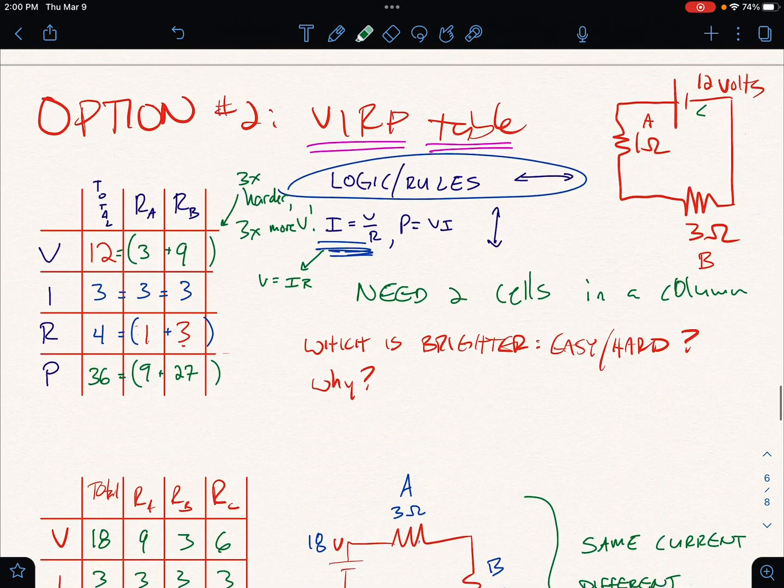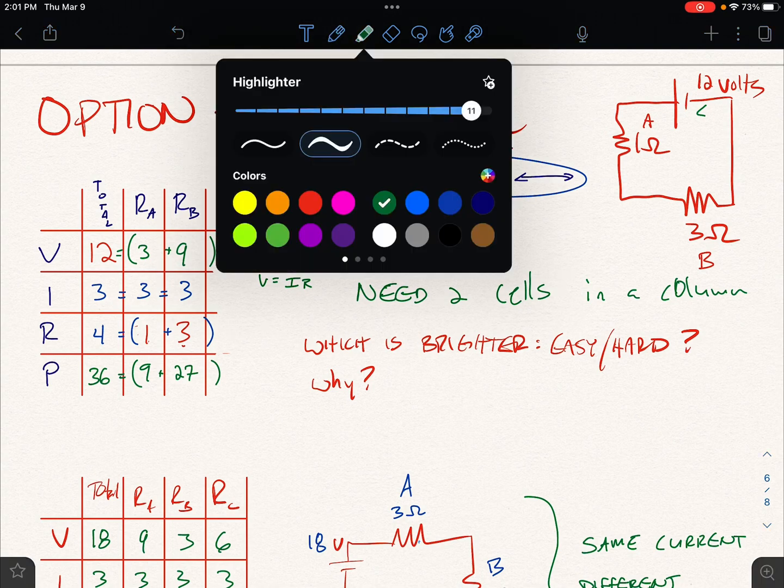component in this circuit. One of the ways I showed you could do this is to organize your thoughts in what's known as a VIRP table, which is simply a way of finding all 4 variables, voltage, current, resistance, power, for each thing, and organizing your thoughts neatly. A couple of things that I wanted to point out about how this works.